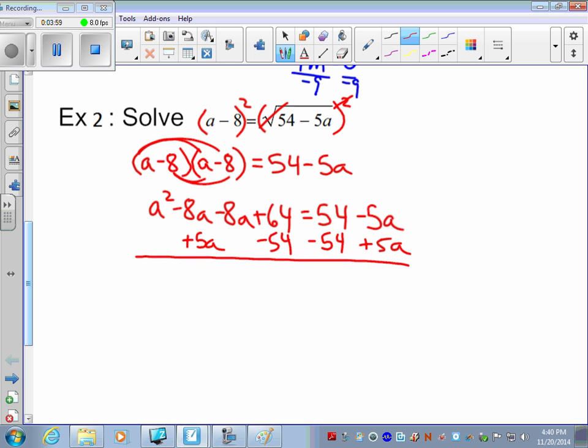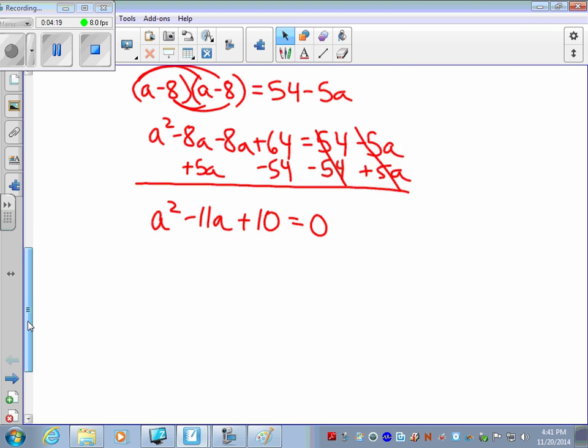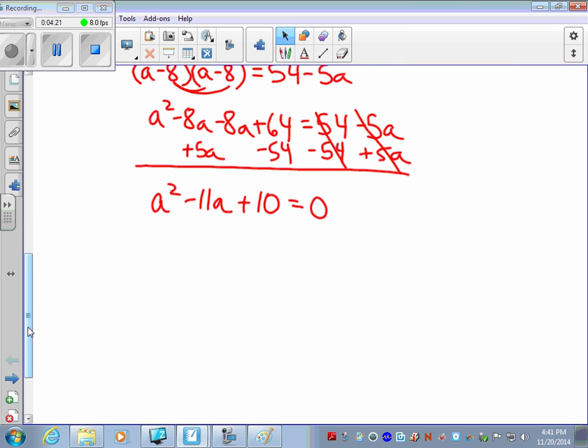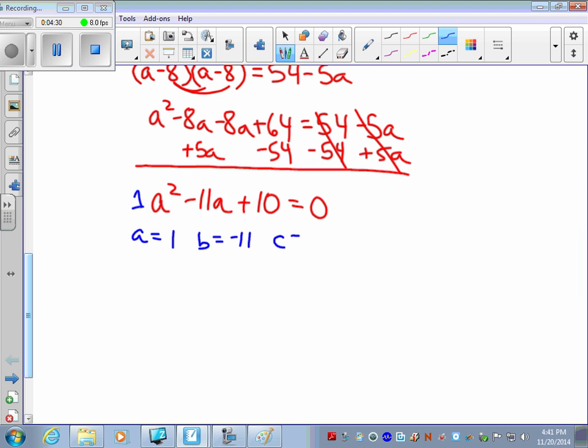So putting this all together, I have a squared. Negative 8a minus 8a is negative 16a, plus 5a is negative 11a. And then 64 minus 54 is 10. That's going to equal 0. Now at this point we have a quadratic. With a quadratic, you can look to see if you can factor it. From the factors you can get the solutions, otherwise we can always just use the quadratic formula. So my a is 1, my b is negative 11, and c is 10. I'm going to use the quadratic formula.